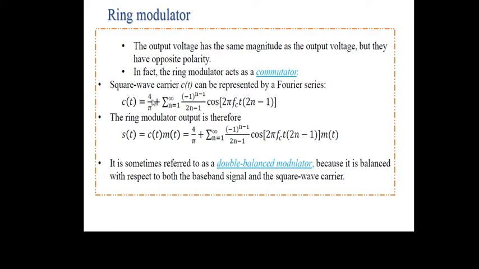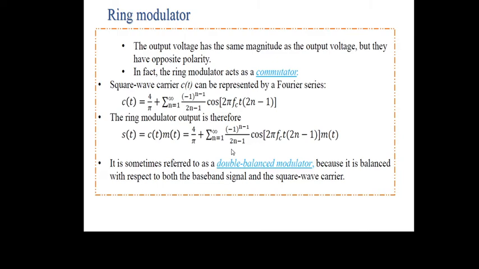So c(t) is 4/π plus the summation from n=1 to infinity of (−1)^(n−1)/(2n−1) times cos[2πf_c t(2n−1)]. The ring modulator output is therefore the product of c(t) and m(t), which is: 4/π plus the summation from n=1 to infinity of (−1)^(n−1)/(2n−1) cos[2πf_c t(2n−1)] m(t).